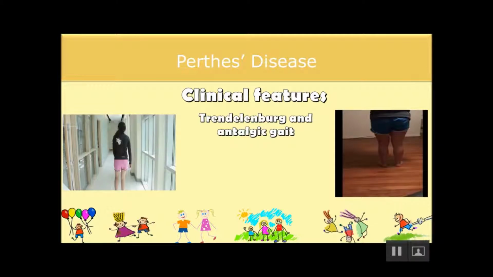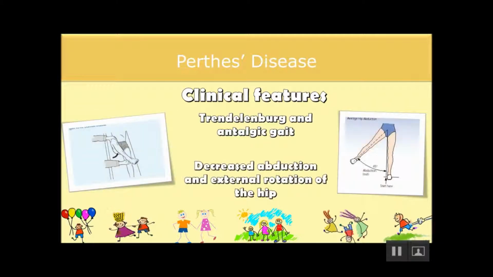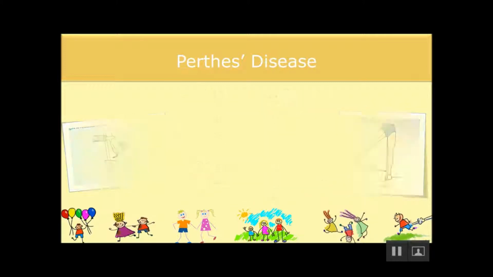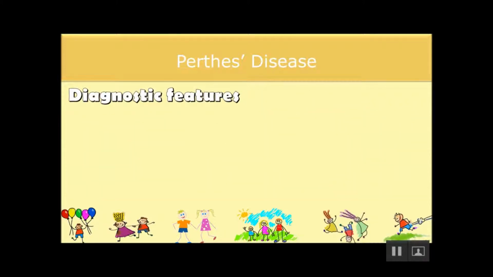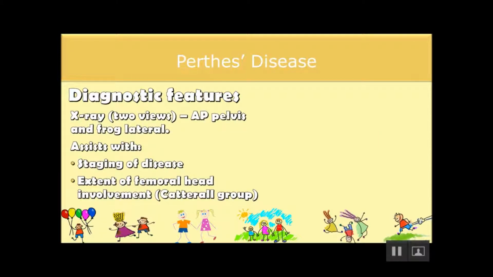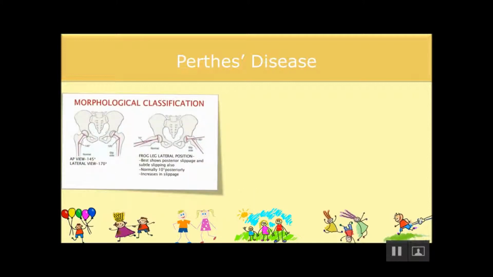Clinical features include a Trendelenburg and antalgic gait. There is also decreased abduction and external rotation of the hip. X-ray imaging requires 2 views, an AP pelvis and frog lateral. This helps with the staging of the disease, as well as assessing the amount of femoral head involved by using the Catterall group.